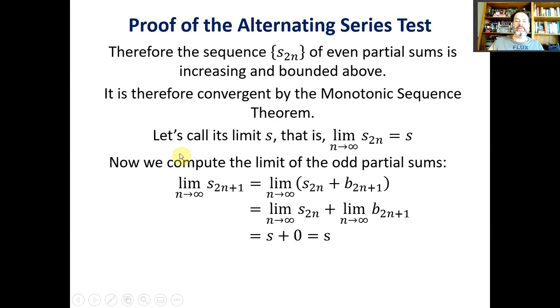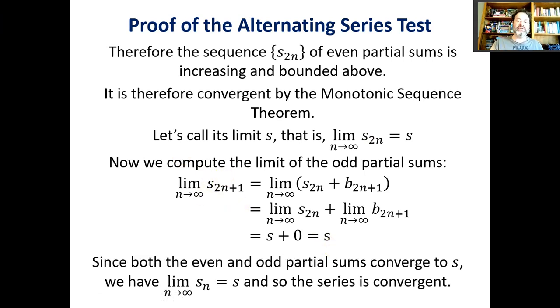That means the limit of the odd partial sums is also S. And because we have even and odd partial sums both converging to the same value, well, every partial sum is either even or odd. So all of the partial sums, even or odd, both go to S, and that makes the series convergent to S. So that is the proof of the alternating series test. Positive B's, decreasing sequence of B's, limit of the B's as n goes to infinity is 0.